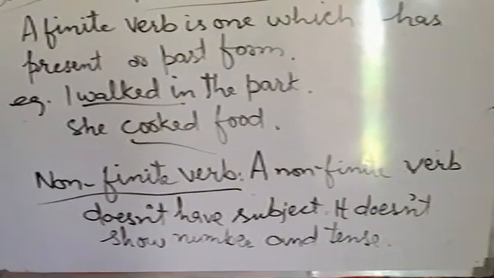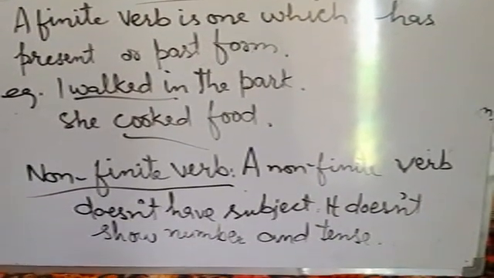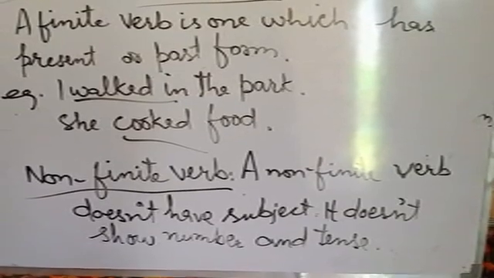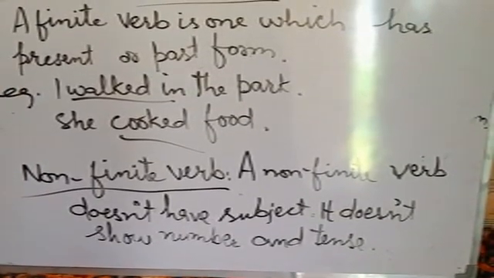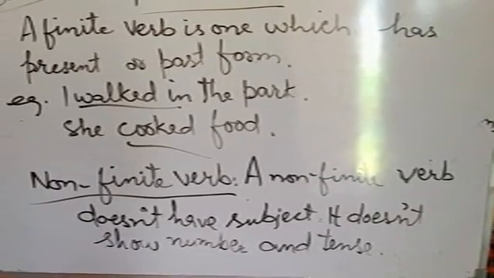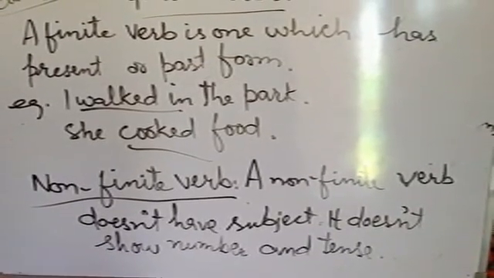A non-finite verb does not have a subject. It does not show number and tense. A finite verb has a subject and has a verb. We learned that in a finite verb we have forms of verb like present form and past form. But in non-finite verbs, we don't have any forms. We do not need a subject in a non-finite verb. It does not show number and does not show what kind of tense it is.